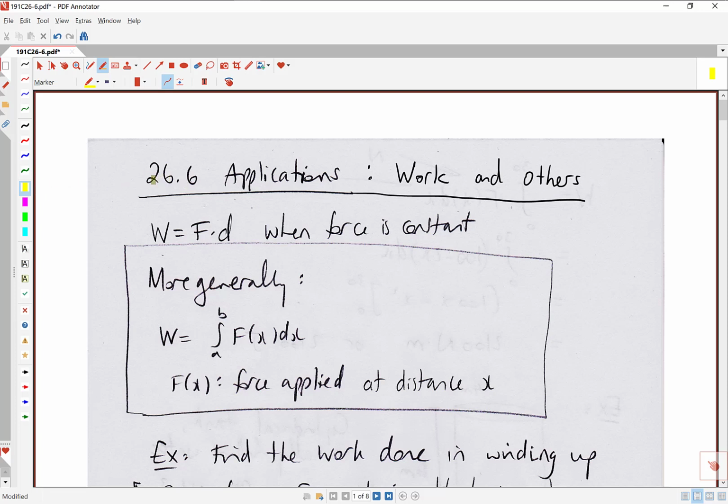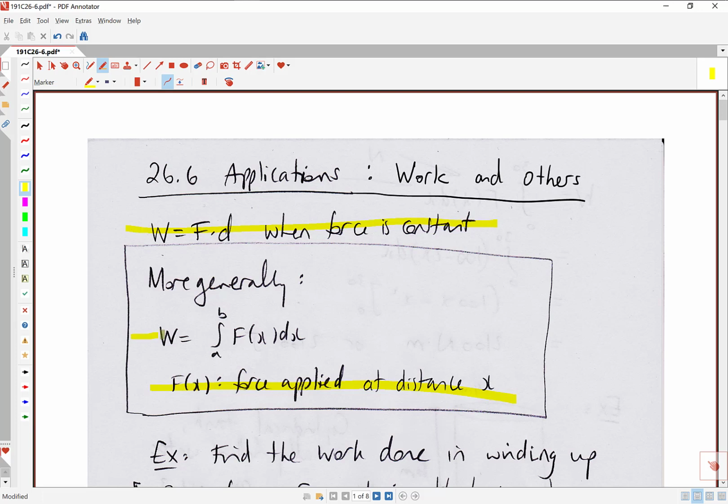In this video, we're going to be looking at more applications of integration, namely work and other applications. So you may be familiar with the formula from physics that says that work is equal to force times distance, and that applies when your force is constant. But what we're going to do is generalize this formula. Imagine that our force now depends on the distance x at which it's acting. And the new formula for work looks like this.